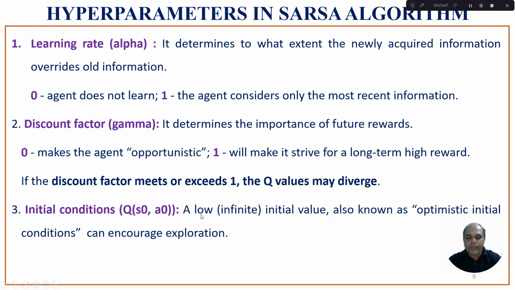So usually we put a low value there in the Q table entries, which makes our algorithm exploratory in nature. We need to explore all the possible conditions, then come to a conclusion, which will be the right action to be taken by the agent.